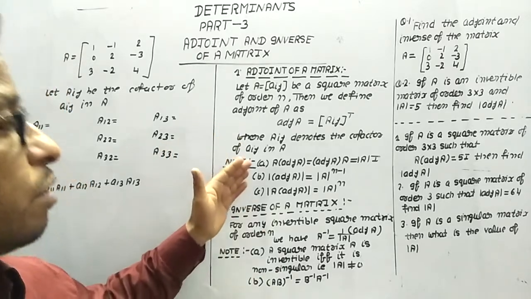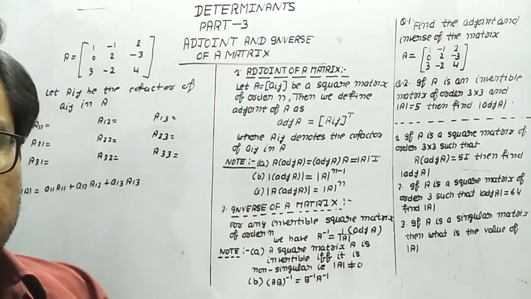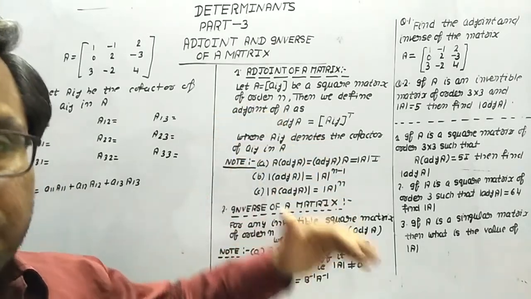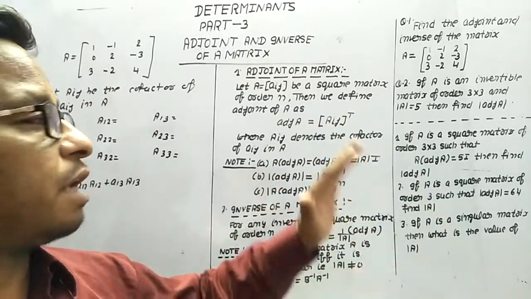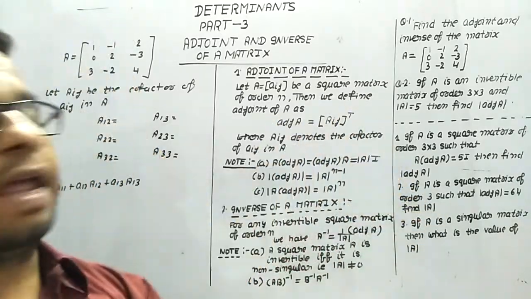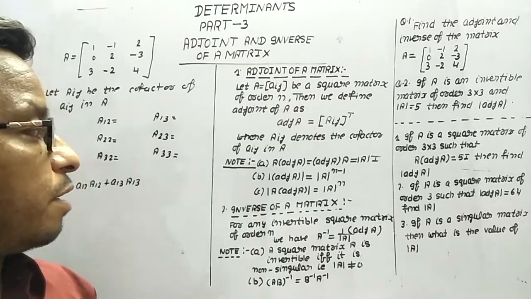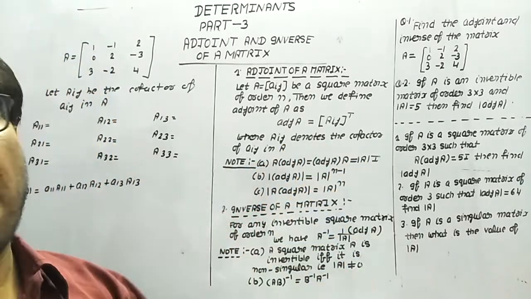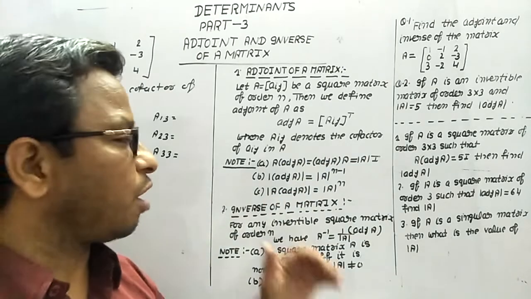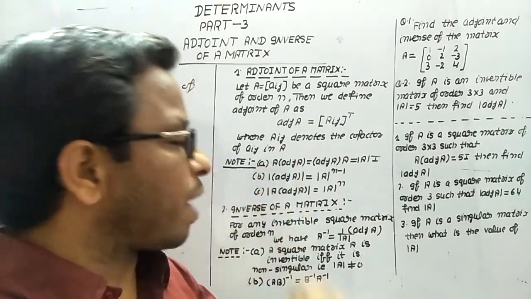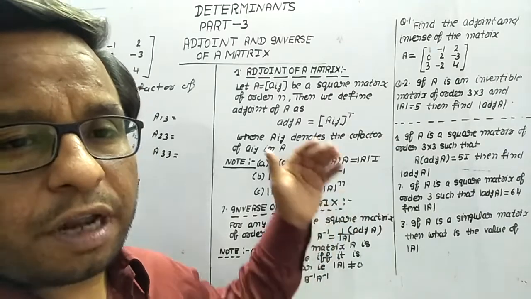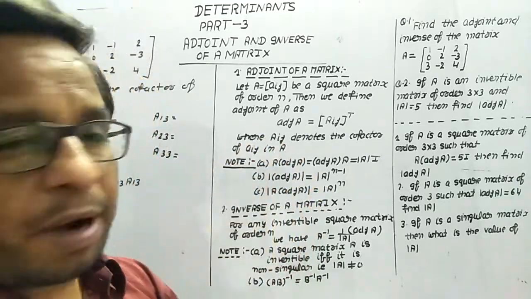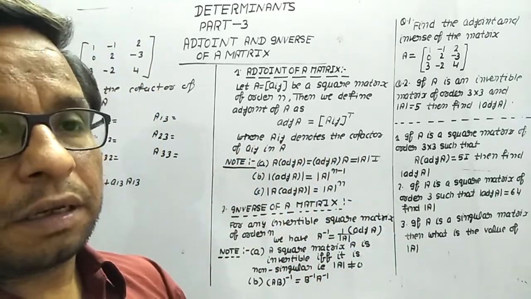Now these three properties of adjoint are very important. What is the first property? A into adjoint of A is always equal to adjoint of A into A, which equals determinant of A into I. Second property, determinant of adjoint of A is always equal to determinant of A raised to power n minus 1. And third property, determinant of A into adjoint of A is always equal to determinant of A raised to power n.